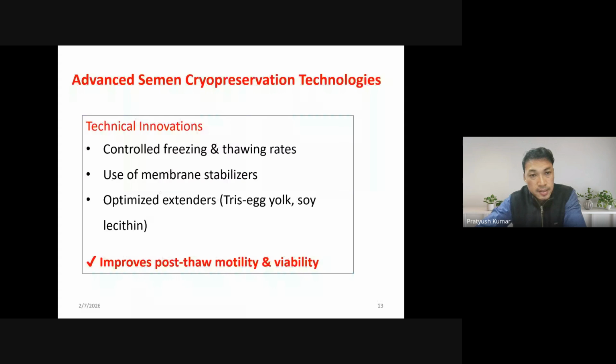Beyond that, semen cryopreservation. Some of the advances I have already told you: controlled freezing and thawing rates, use of membrane stabilizers, optimized extenders. Nowadays we can use ready-made extenders, because during manual preparation of extenders, meaning the diluters, we may get infection, as it may be unhygienic. So nowadays ready-made extenders are available in the market. This also improves post-thaw motility and viability.